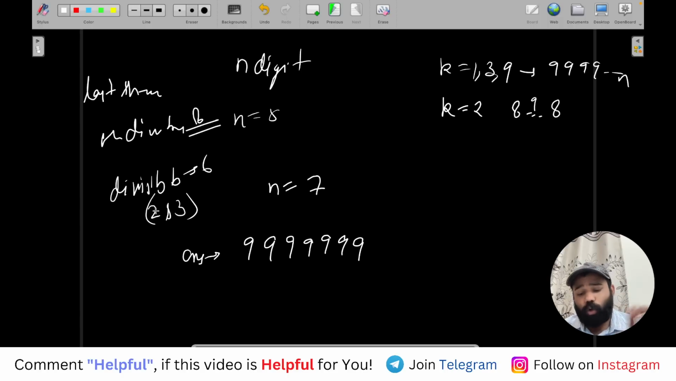वो number 2 और 3 दोनों से divisible होना चाहिए. Okay. If the number is divisible by both 2 and 3, that means it is also divisible by 6. This is the case. Okay. अब कैसे इसको handle करेंगे? How we will handle this case?